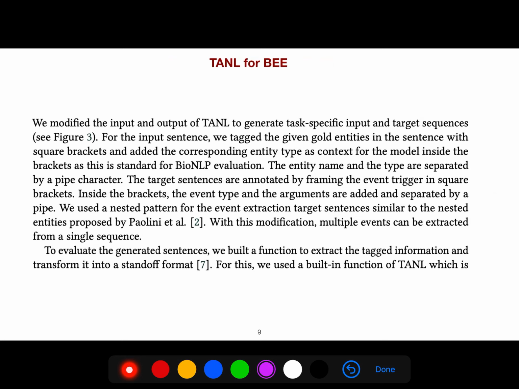We tagged the given gold entities in the sentence with square brackets and added the corresponding entity type as context for the model inside the brackets, as this is the standard for BioNLP evaluation. The entity name and the type are separated by a pipe character. The target sentences are annotated by framing the event trigger in square brackets. Inside the brackets, the event type and the arguments are added and separated by pipe. We use a nested pattern for the event extraction target sentences, similar to the nested entities proposed by Paolini. With this modification, multiple events can be extracted from a single sequence.